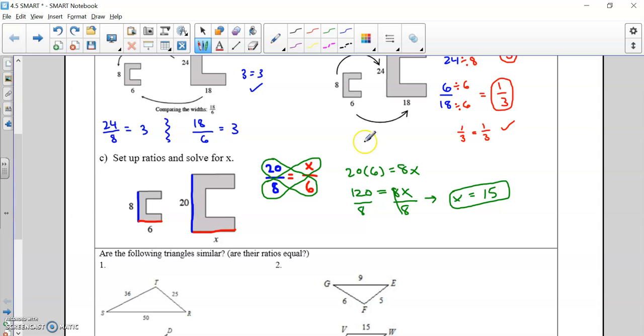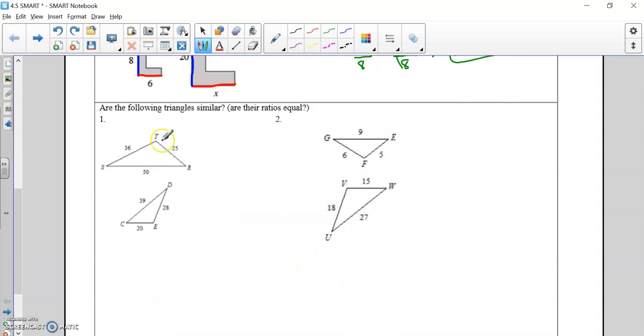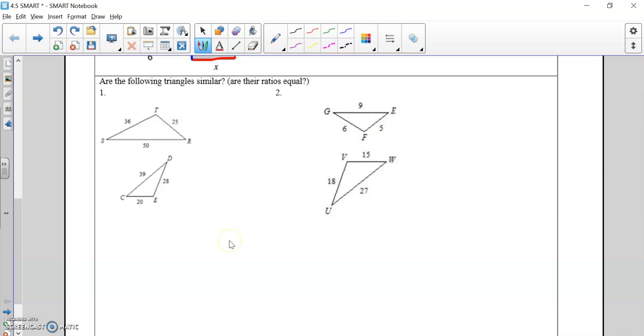All right, so the next thing we're going to do is look at these pairs of triangles and see if they are similar or not. Now remember, in order for two shapes to be similar, all the matching side ratios have to be equal. So we're going to create those ratios and see whether or not they're equal.